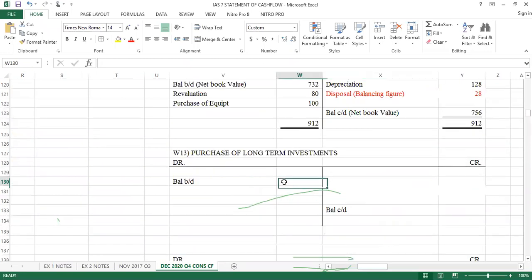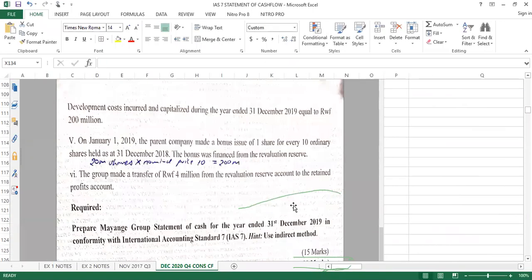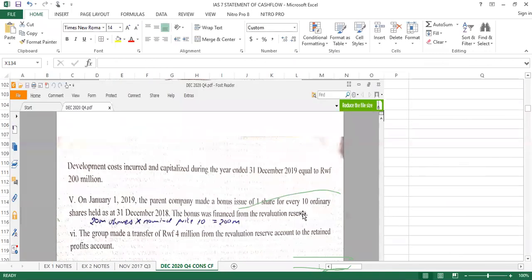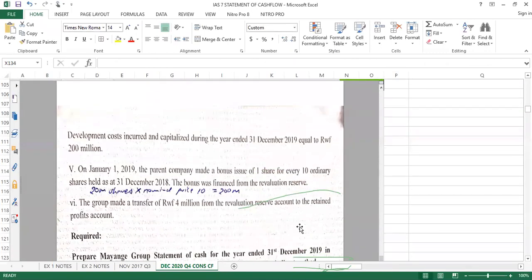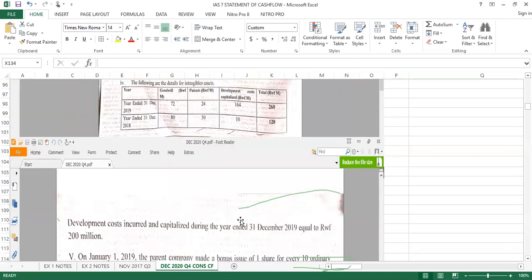Working 13, 60 to 80. I also saw something on revaluation. Revaluation of long-term investment. Anybody who can trace it? Revaluation of long-term investment. I saw it somewhere. Revaluation.